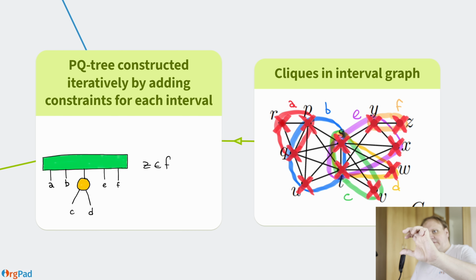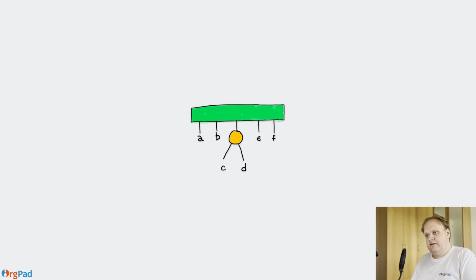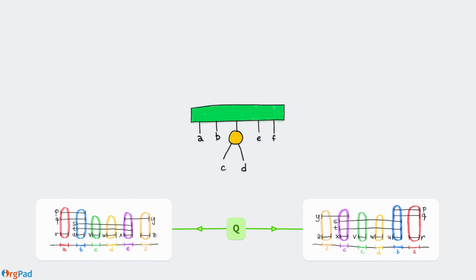So this is the resulting PQ3, which looks like it describes one consecutive ordering, but it actually describes all possible consecutive orderings at the same time. Let's take a look. So we have this PQ3, and it corresponds to this interval representation we have already seen. But we can also flip the Q node. If we flip the Q node, now the ordering from left to right is F, E, C, D, B, A.